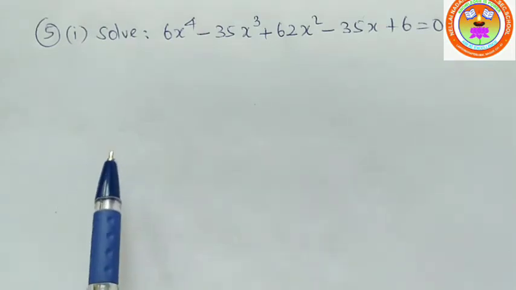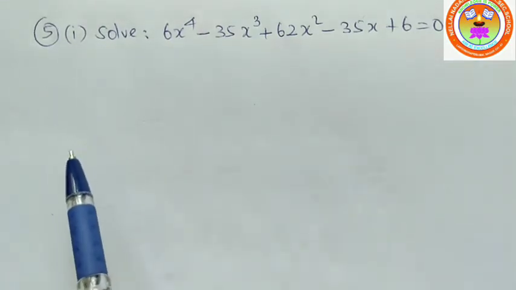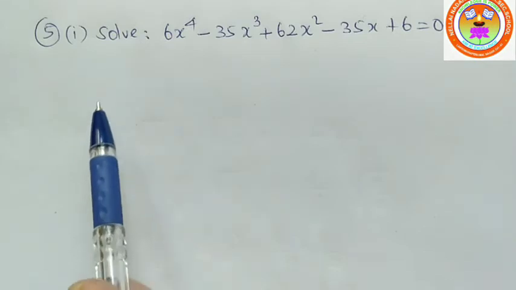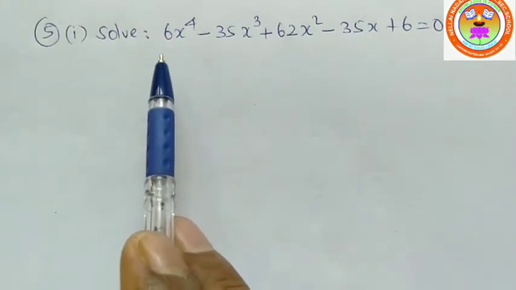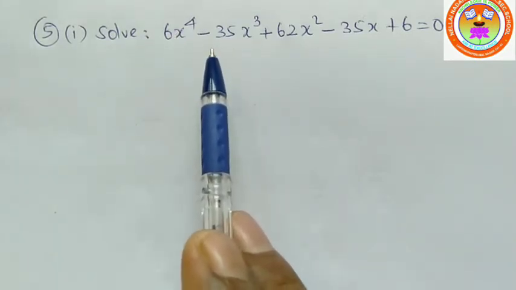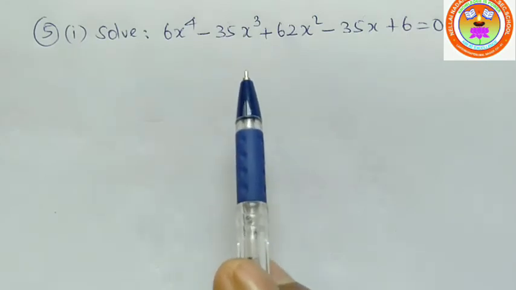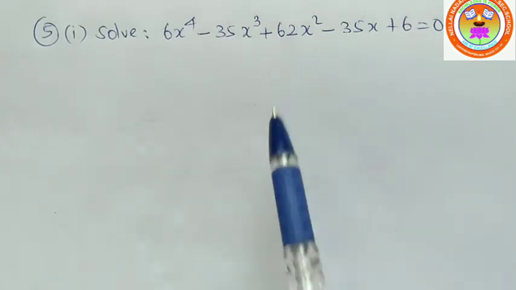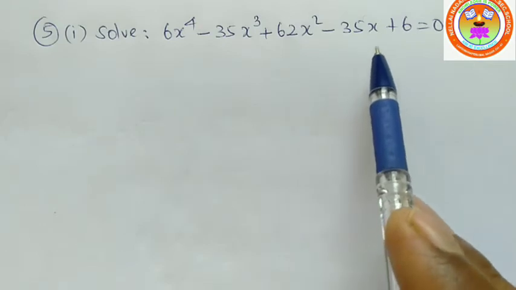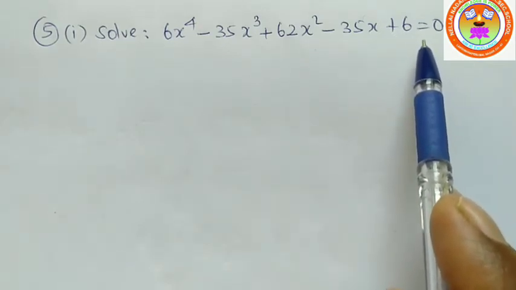Okay. See the next question. Question number 5, first subdivision. Solve 6x raised to 4 minus 35x cube plus 62x square minus 35x plus 6 equal to 0.